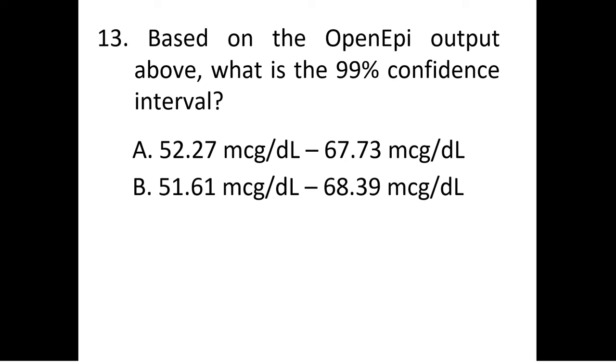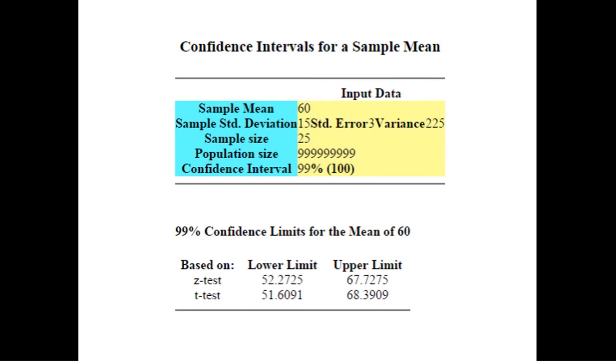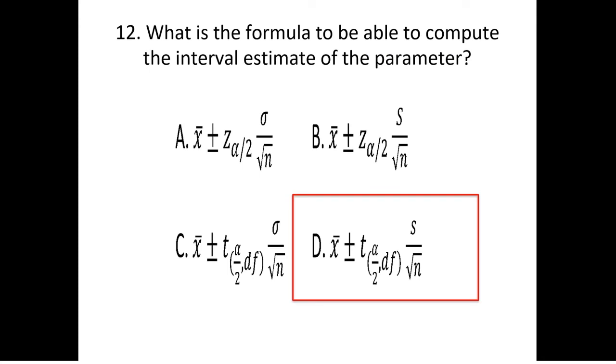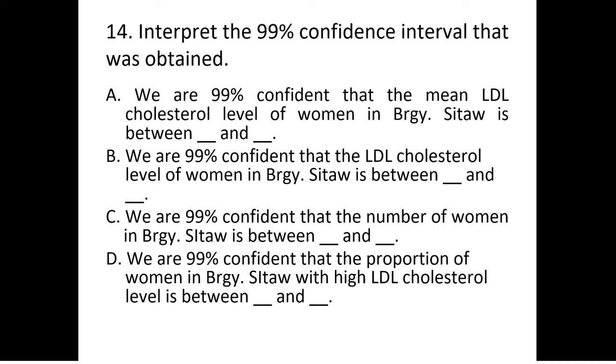Okay, now based on the output, what is the 99% confidence interval? This is merely being able to identify that whenever you have a population variance unknown problem, what you're going to use are t-estimates. And in the output, the t-estimates are 51.6091 and 68.3909. So that should be your answer here. Okay, we have number 14. Interpret the 99% confidence interval that was obtained. Again, components of a good interpretation: your confidence level, your parameter being estimated, and your lower limit and your upper limit. The most representative of that is A. We are 99% confident that the mean LDL cholesterol level of women in Barangay Sitaw is between this and that.